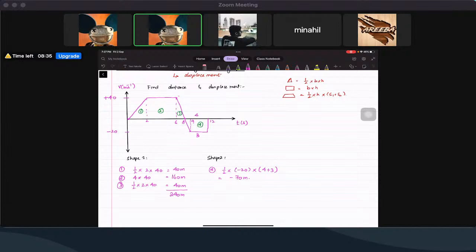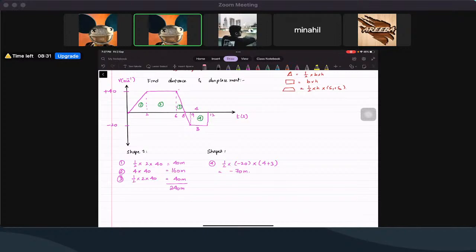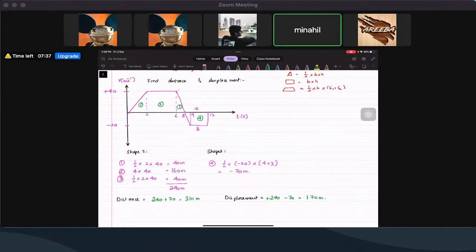Now once you have found all the areas, for distance you just need to add the values together and ignore the sign, because distance is a scalar quantity. That would mean this will be 310 meters. But for displacement, you have to take the signs into consideration, which means this is going to be 240 positive, minus 70 negative. That will give you 170 meters. Do you guys understand this? Please do let me know. Yes. Okay, good. Just make sure that displacement is a vector quantity, so you always need to remember that.